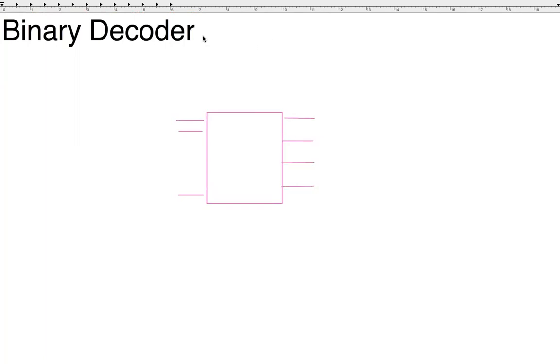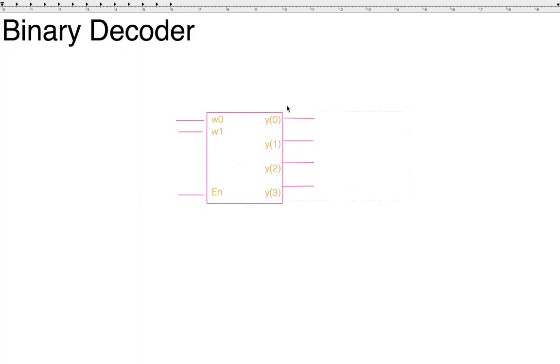Okay, so here for one of my inputs, I have W0. I'll just draw it inside it, W0. Next one, I have W1. Down here, I have enable. Then on this side, I have Y of 0, then I have Y of 1, 2, then Y of 3.